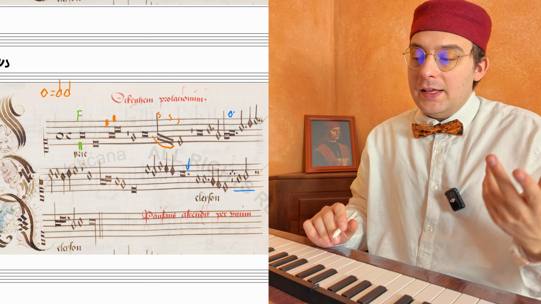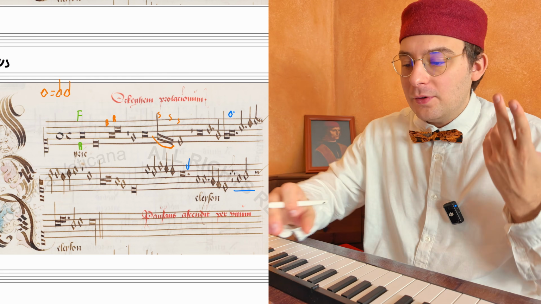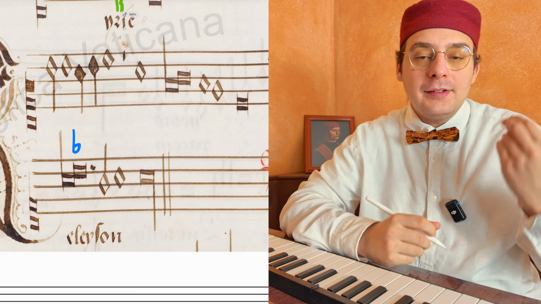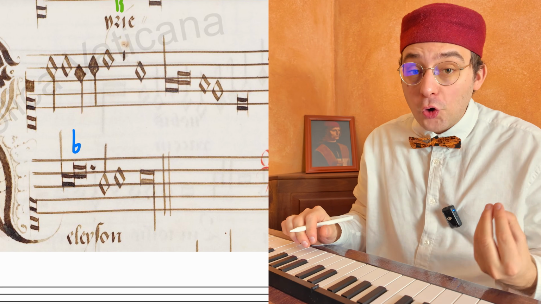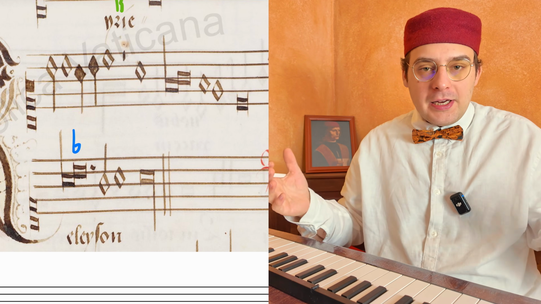And then, of course, here it's very important to know hexachordal solmization, because it's not written, but this is a Fa super La, because La, Fa, Sol, La, La. So, learn also hexachordal solmization.